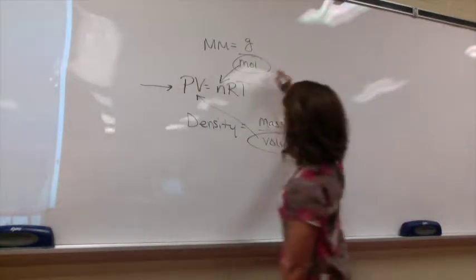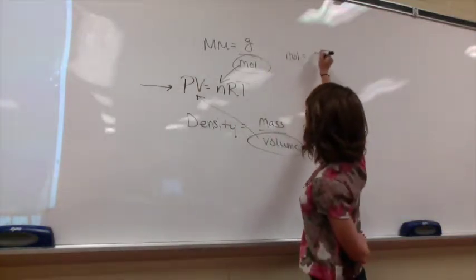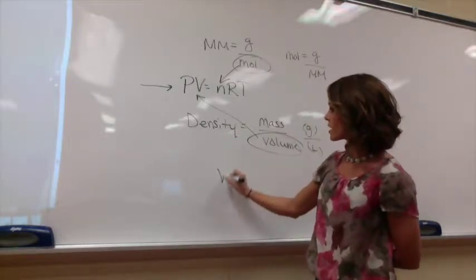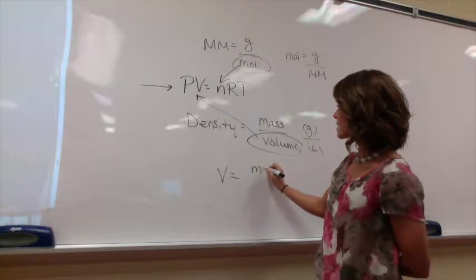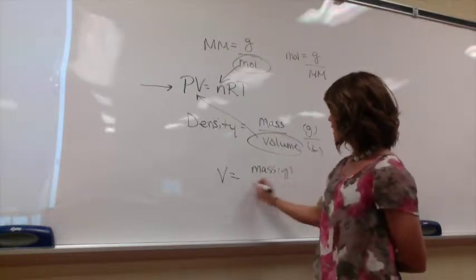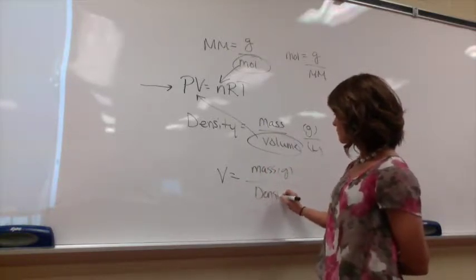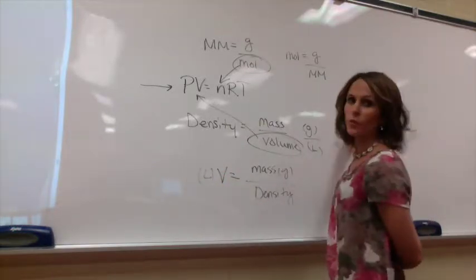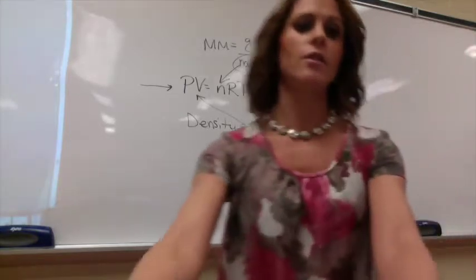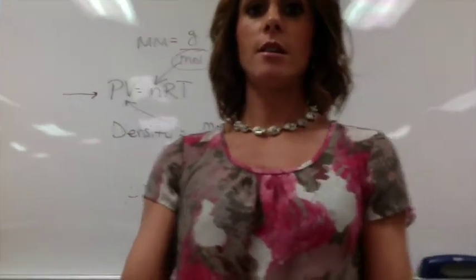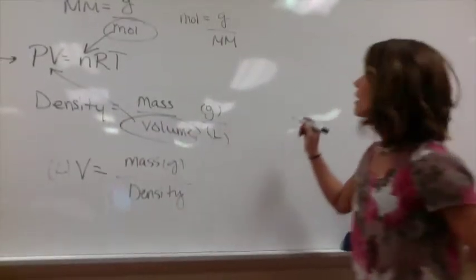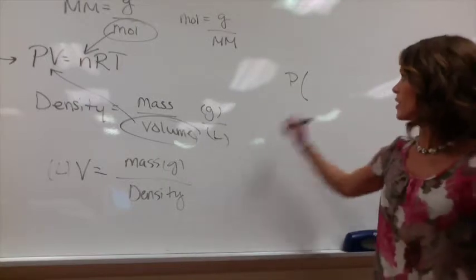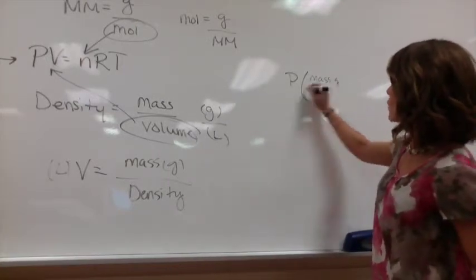So let me rearrange this equation such that it gives me just moles. So moles is equal to grams over molar mass. And I'm going to rearrange this equation: volume is equal to mass, which is in grams, divided by density, and this was in liters. Agreed? All right, so now I'm going to rewrite the equation and start plugging them in there. So P is equal to volume here, which is mass over density.